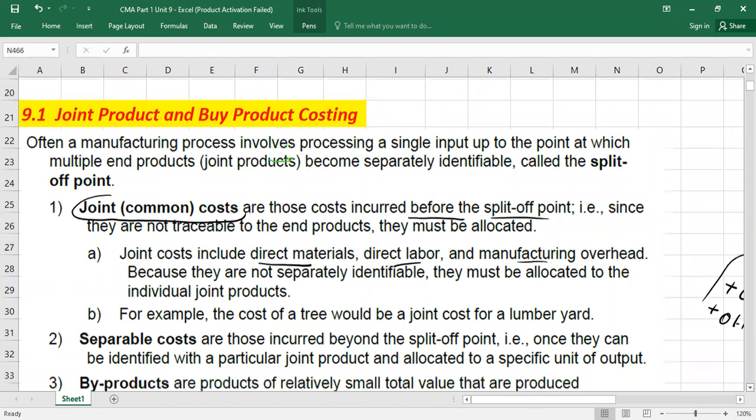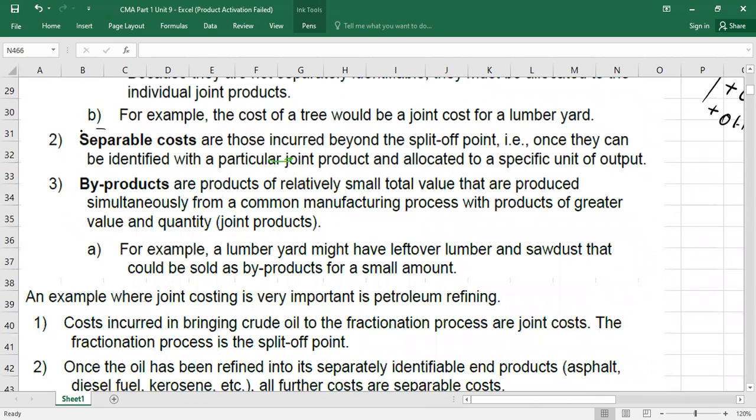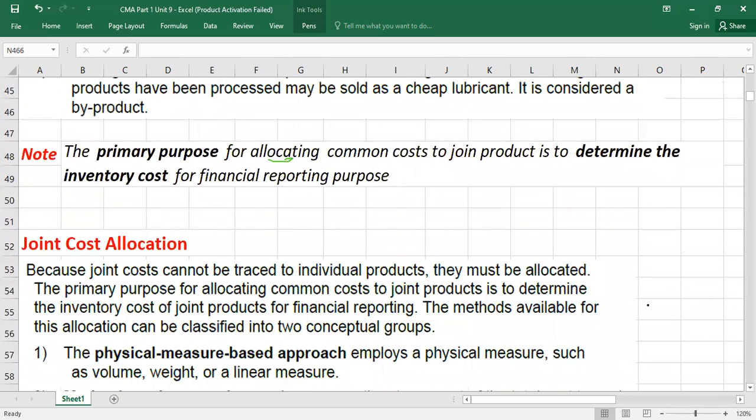Understood? Then I told you the second definition, separable cost. Separable costs are those costs incurred beyond the split-off point. These are also called further processing costs, like where we converted the petrol to high octane or low octane. Those costs are called separable cost. Then we have a definition of byproduct. This I didn't explain; I'll explain it with the topic.